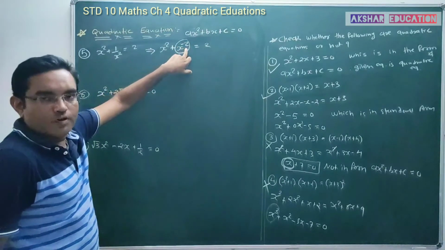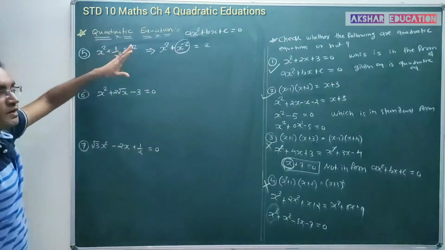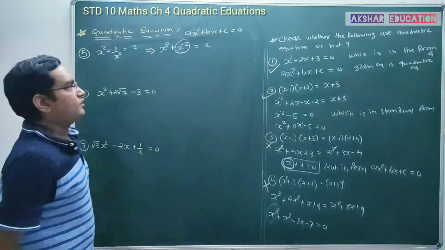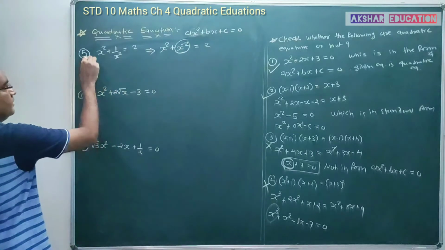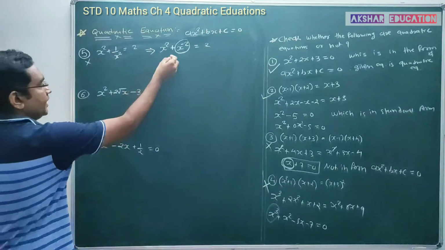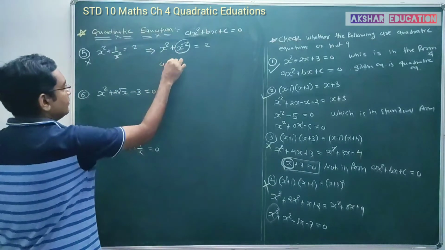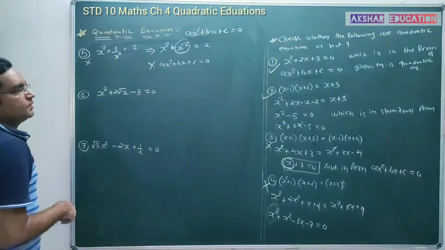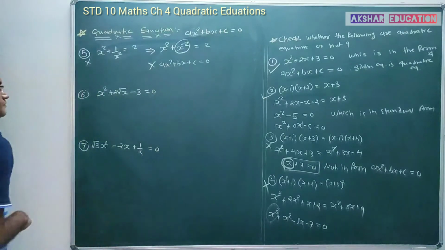Minus 2 is not a whole number. So negative power is not allowed. Negative power as well as fractional power of variable x is not allowed in our quadratic equation. So here a negative power of variable x occurs, and that's why this is not a quadratic equation. Clear? Negative power is not allowed. So this is not in the form of ax square plus bx plus c equal to 0, and that's why the given equation is not a quadratic equation.